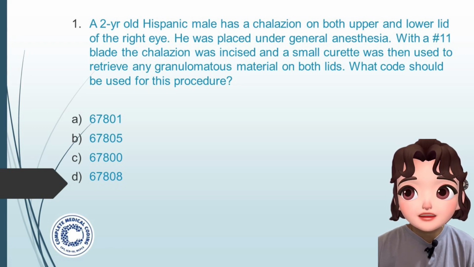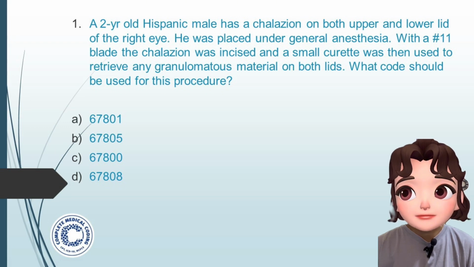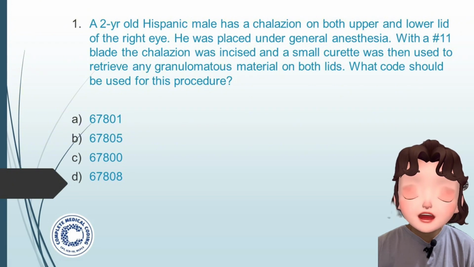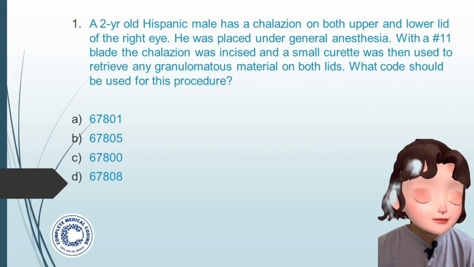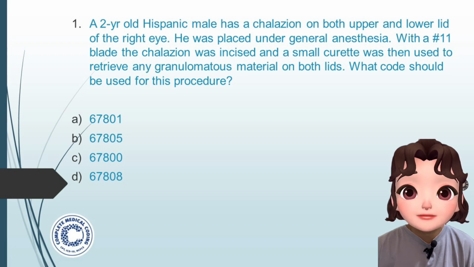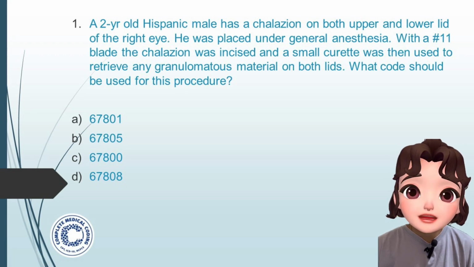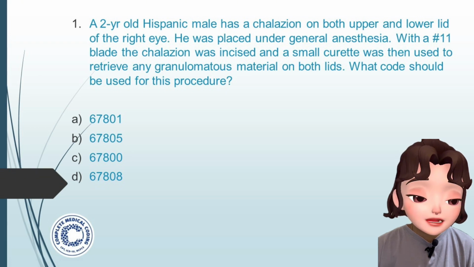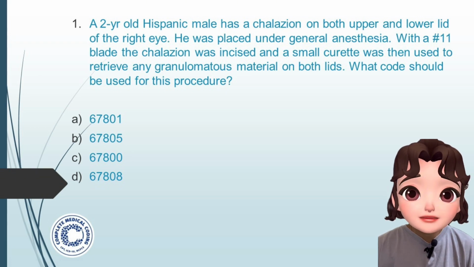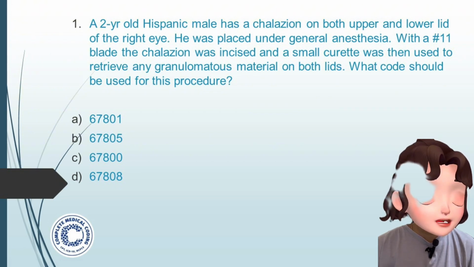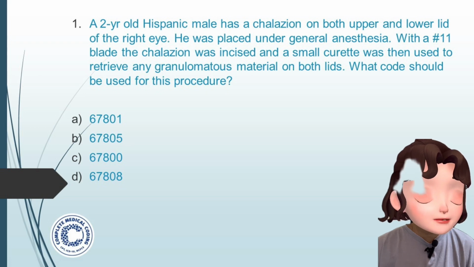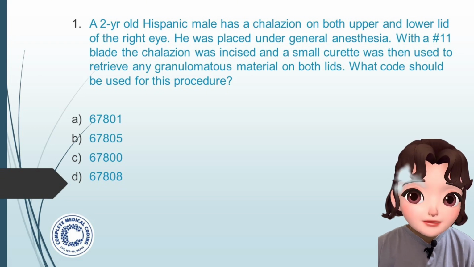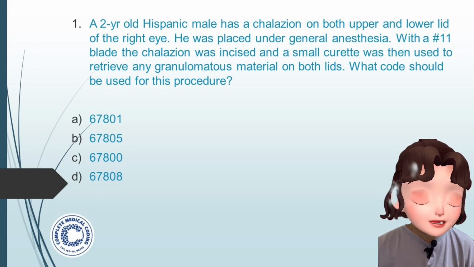If in the question it is mentioned chalazion on both upper eyelid of both the eyes, in that case you can mark this one 67801. Upper eyelid on both the eyes or lower eyelid on both the eyes. It means same eyelid but different eyes, multiple. But here it's upper and lower lid of the right eye. 67805, excision of chalazion multiple different lids. It means for both the eyes and different eyelid. In that case, you can code this.